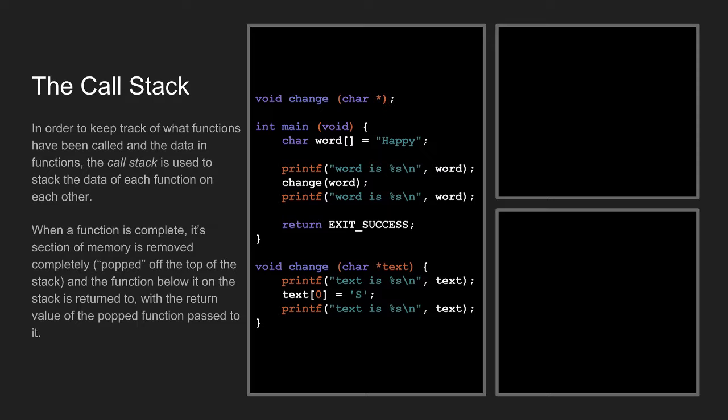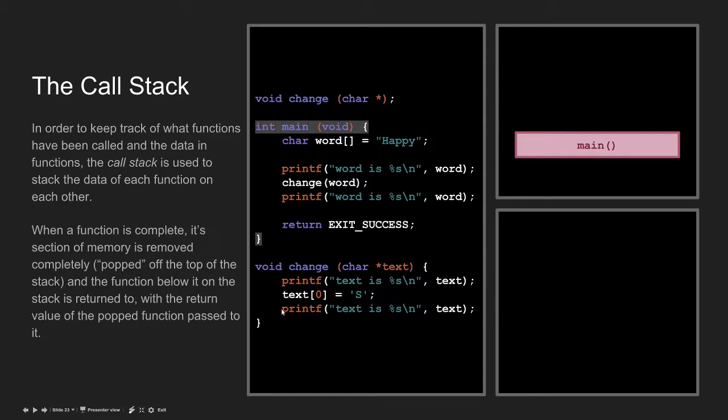Then we have the call stack. In order to keep track of what functions we were running and what functions we're currently running and what information is stored in which functions, the call stack is used to help the processor jump between areas where our program is running. So in this case, we're going to assume the call stack starts empty, and then we call main, and main is pushed onto the call stack.